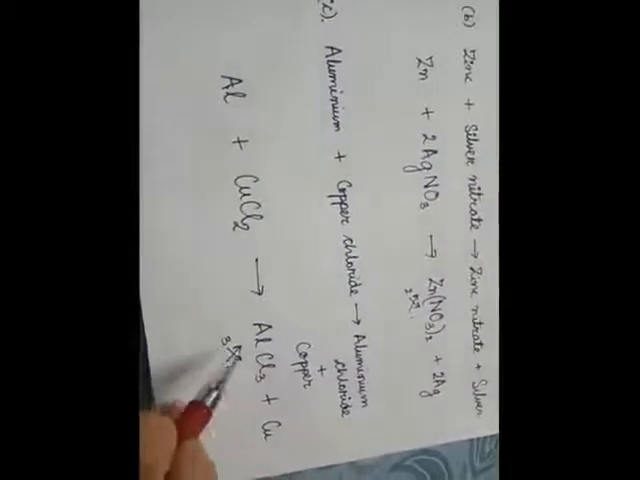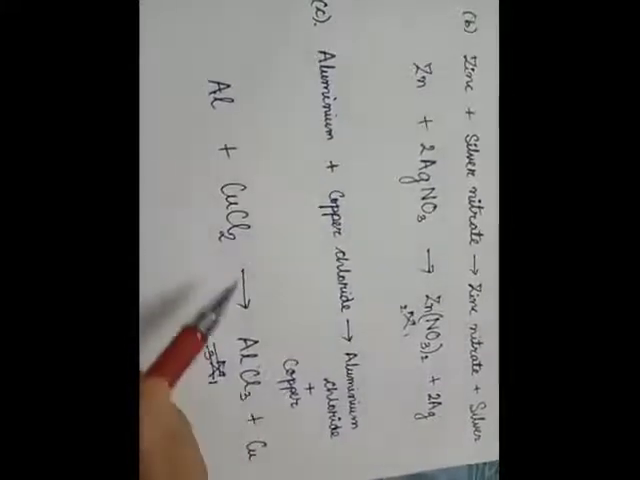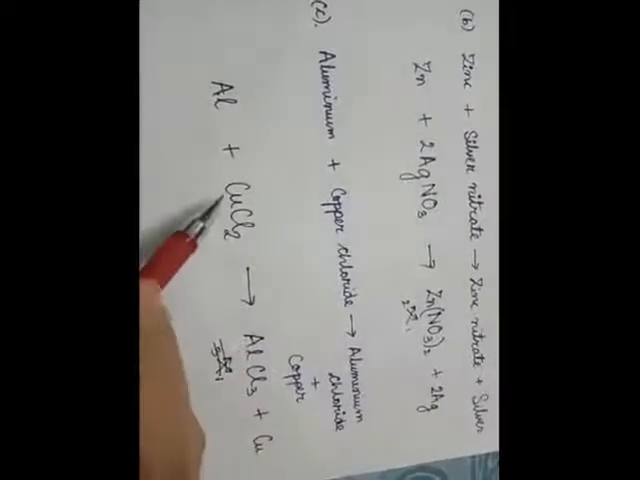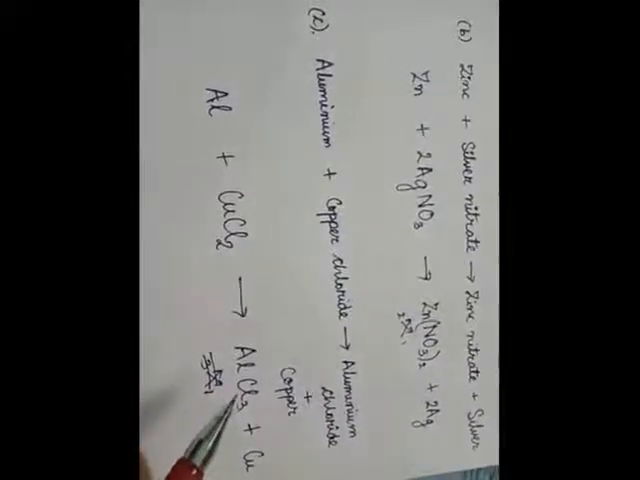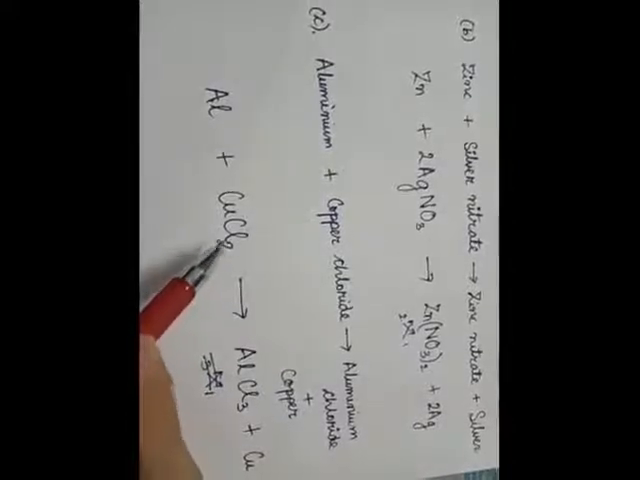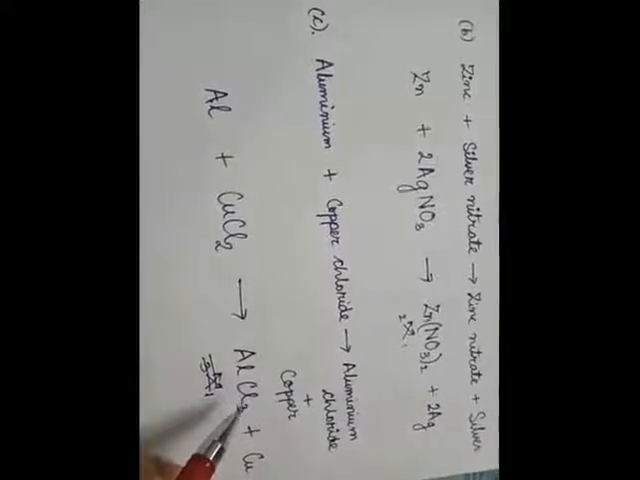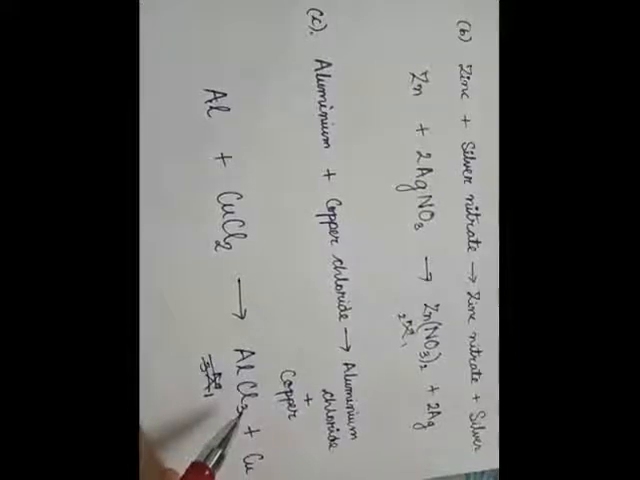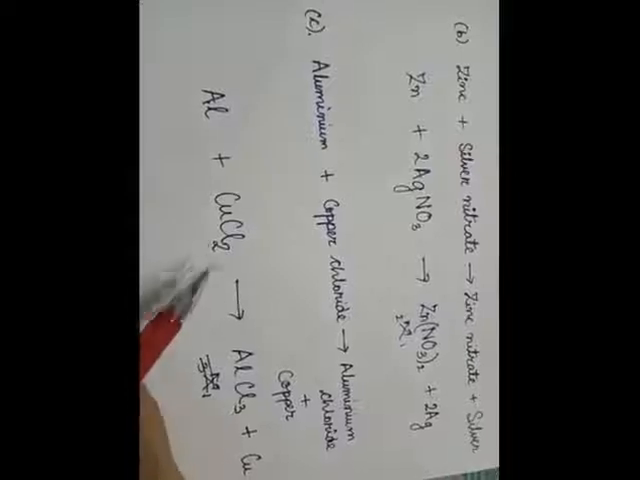Now again let us try to balance this equation. We find that aluminium is 1 atom, copper is 1 atom. Only the number of chlorine atoms is not balanced. The number of chlorine atoms is 2 here and 3 here. I have mentioned before that if the number of atoms is odd, it becomes easy if we convert them to an even number. Here it is 2 and here it is 3.